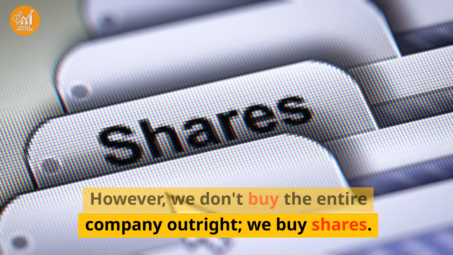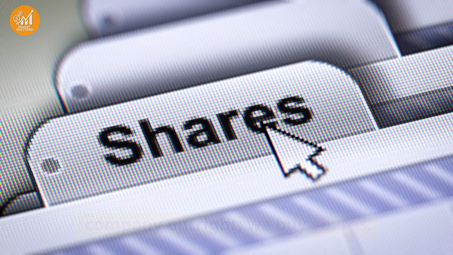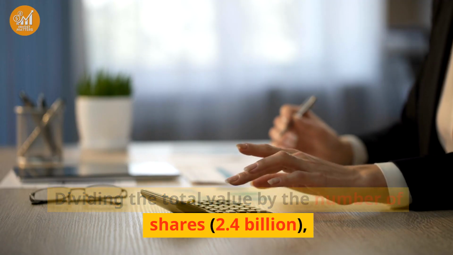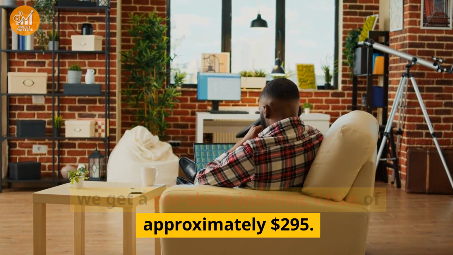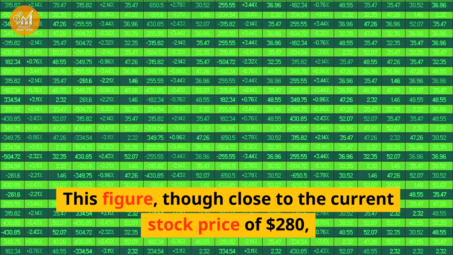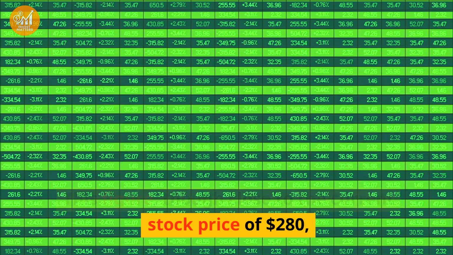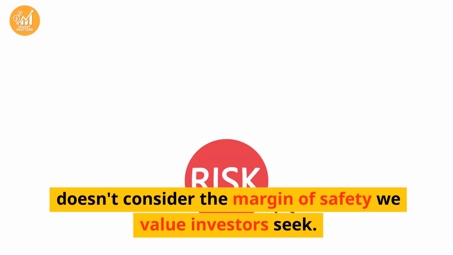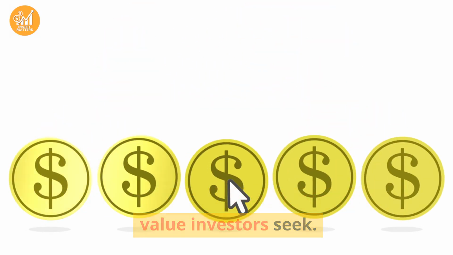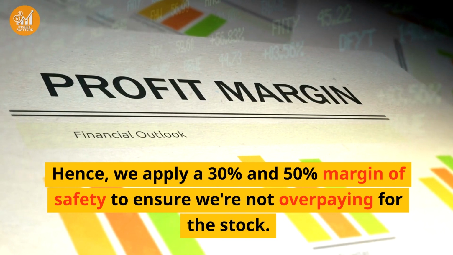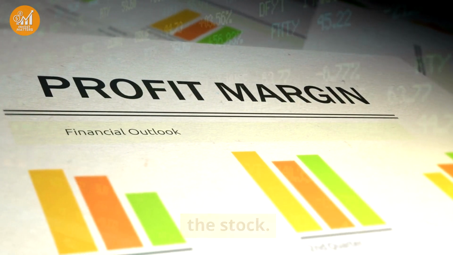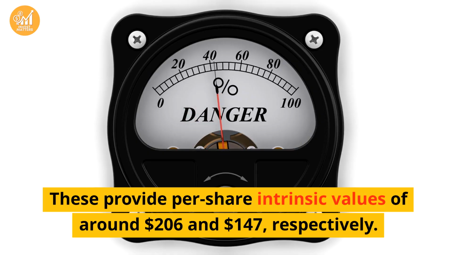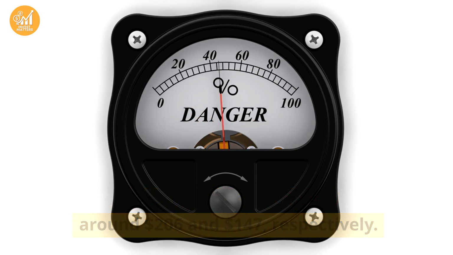However, we don't buy the entire company outright, we buy shares. Dividing the total value by the number of shares, 2.4 billion, we get a per share intrinsic value of approximately $295. This figure, though close to the current stock price of $280, doesn't consider the margin of safety we value investors seek. Hence, we apply a 30% and 50% margin of safety to ensure we're not overpaying for the stock. This provides per share intrinsic values of around $206 and $147, respectively.